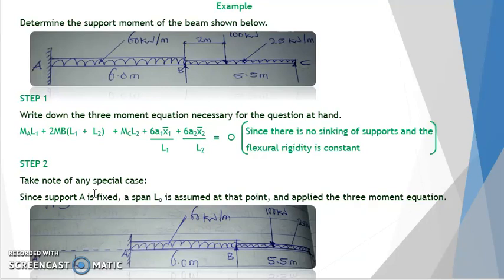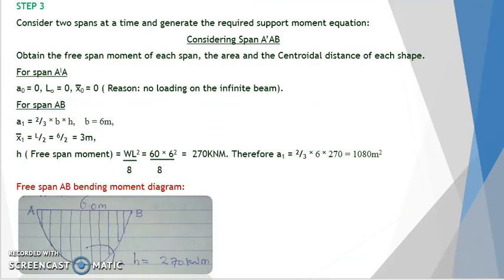Step 2, take note of any special case. Since the support A is fixed, a span L0 is assumed at that point and the three moment equation is applied. Step 3, consider two spans at a time and generate the required support moment equation. Considering span A'AB, obtain the free span moments of each span, the area and centroidal distance of each shape.